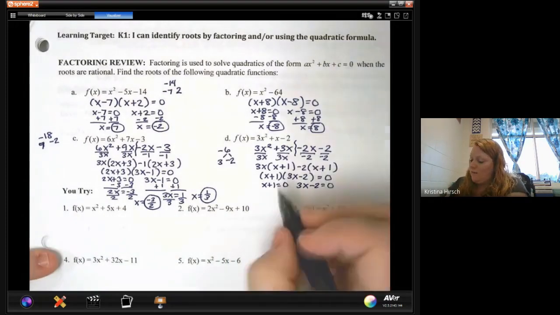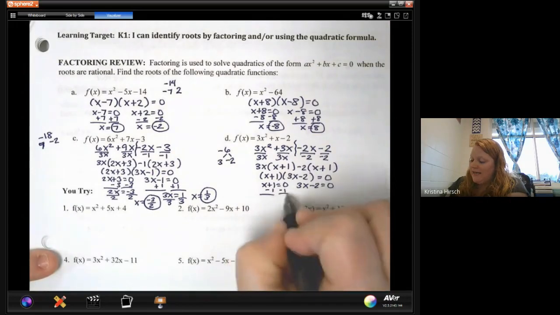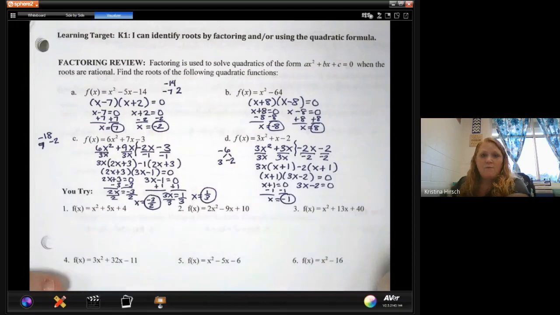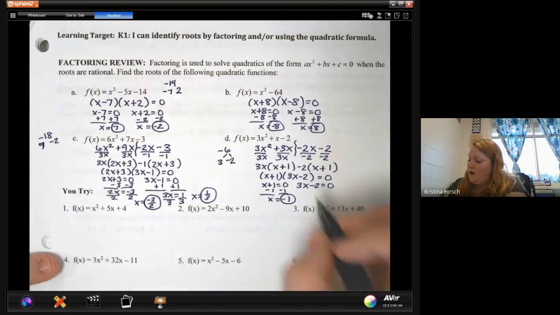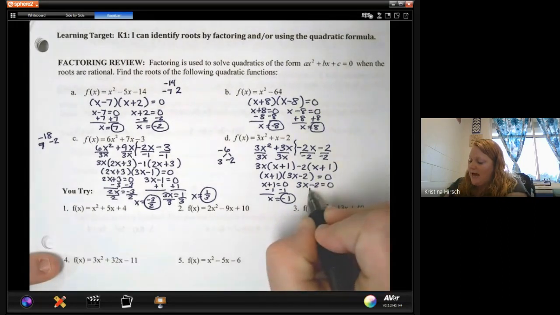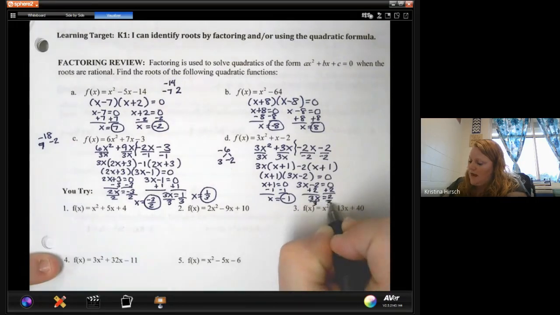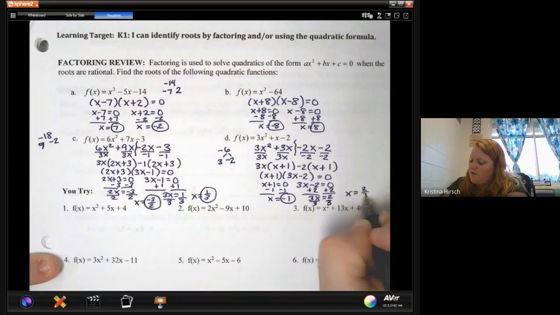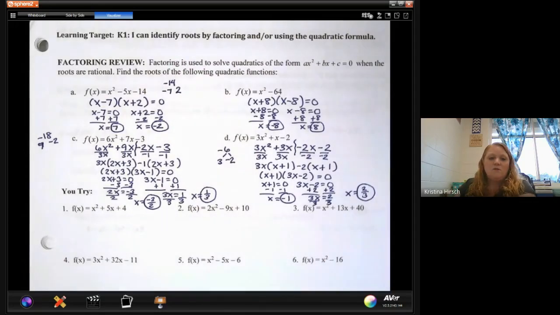So x + 1, we'd have to subtract 1 to get -1. So that's one of my solutions. So remember, this represents, if we were to graph this, our graph would cross the x-axis at -1, but it would also cross at this other one. So we're going to add 2 to both sides. So 3x = 2, and when you divide by 3, x is equal to 2/3. So our graph would also cross at +2/3.